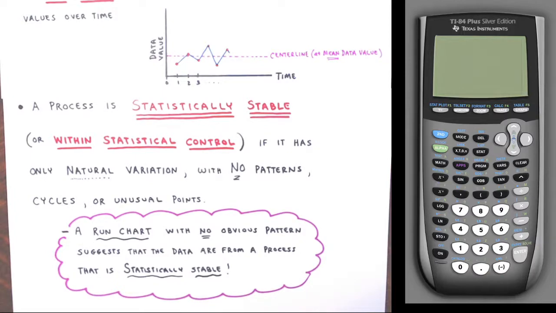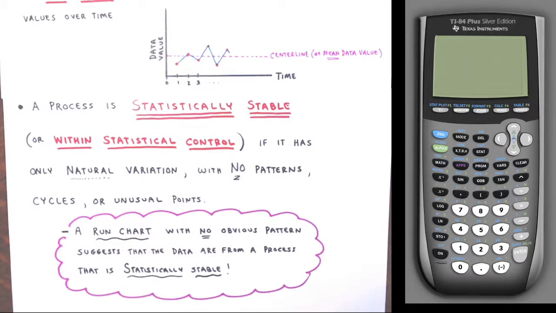So a process may work well, but if all of a sudden the specifications from the company are changed, then the process would have to be fixed. But if specifications aren't changed and we're seeing a run chart with no obvious pattern, that would suggest to us that the data are from a process that is stable, that is in control, and we wouldn't need to do any tweaking to that process because it seems like it's working naturally well.